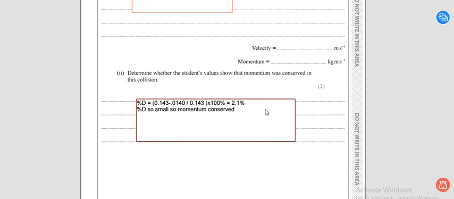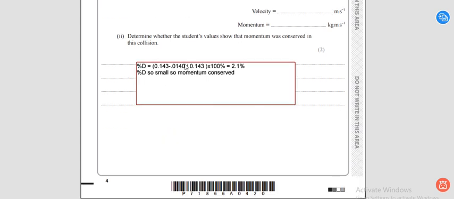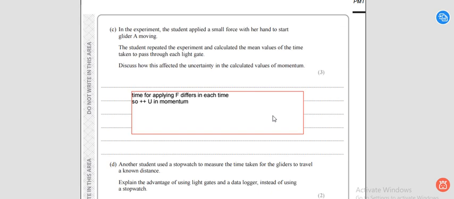Whether momentum is conserved or not, we will find the percent difference. If it's small, then it is conserved because there is no significant difference between before and after. If it's not, then it is not conserved. Here is our case. It is around 2%, a small percent difference, so it is conserved.